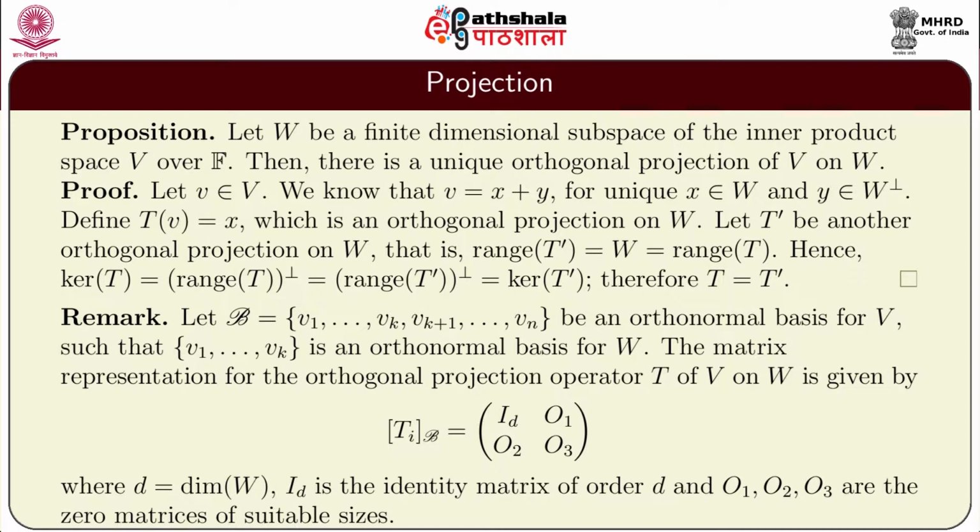Now, a remark. Let B, the set of the vectors v1, v2 and so on up to vk, vk+1 and so on up to vn, be an orthonormal basis for the vector space V, such that the set of the first k vectors, that is v1 up to vk, is an orthonormal basis for W. Then the matrix representation for the orthogonal projection operator T on V is given by this matrix in the block form, where the top left corner is the identity matrix of size d and O1, O2, O3 are suitable 0 matrices. And what is this d? d is nothing but the dimension of W.